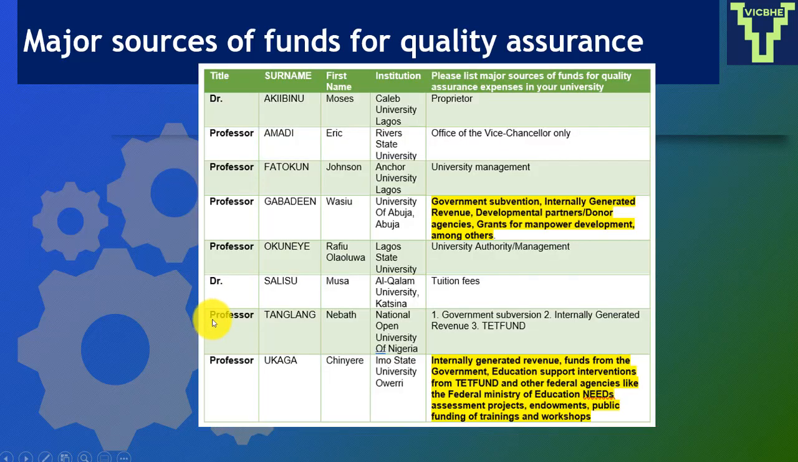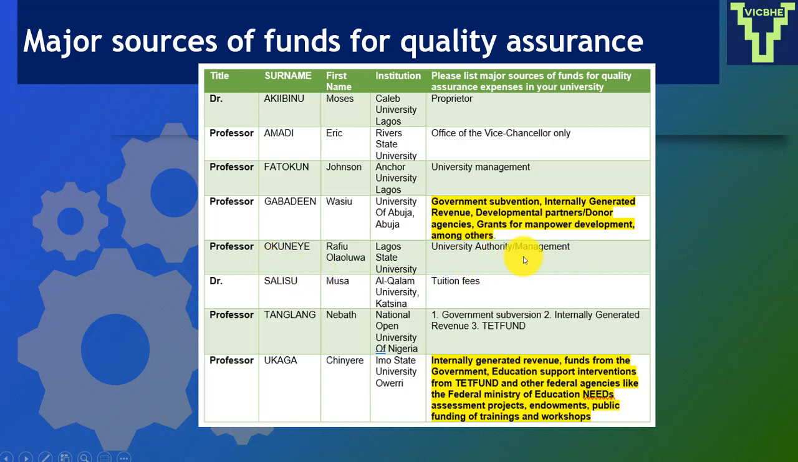So I continued the survey, and this is what we have. Dr. Akibino Moses said the money will come from the proprietor. The proprietor will have to cover the money. Eric Amadis said, office of the vice chancellor only. Professor Fatokun, University Management. Professor Gabadin, Government Subvention, Internally Generated Revenue, Development Partners from Donor Agencies, Grants for Manpower Development. By the way, we don't use manpower again, it's human resource development, because the women fought us 20 years ago, so this word is not in use again, it's just human resource development, among others.